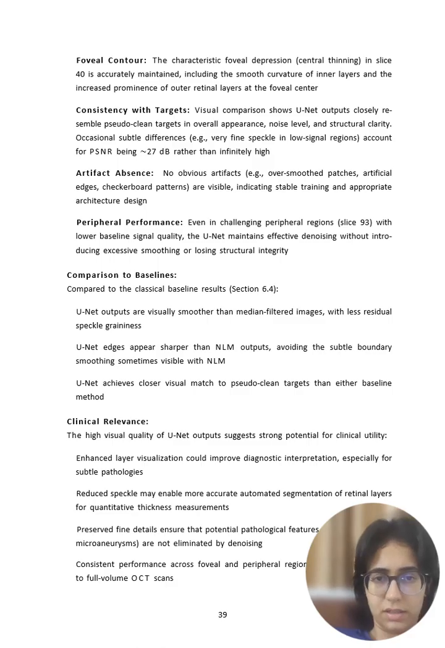We also see that the characteristic foveal depression, that is the central thinning, in the slice is accurately maintained. The peripheral performance is also good, and even in challenging regions, the UNet maintains effective denoising without excessive smoothing or losing structural integrity. When we compare it to baselines, UNet outputs are smoother than median filtered images, and there is less residual speckle graininess. They appear sharper than NLM outputs as well, and boundary smoothing is also avoided in the UNet architecture. The UNet also achieves a closer visual match to pseudo-clean images than either baseline method that we have used, that were median filtering and non-local means, that is NLM.